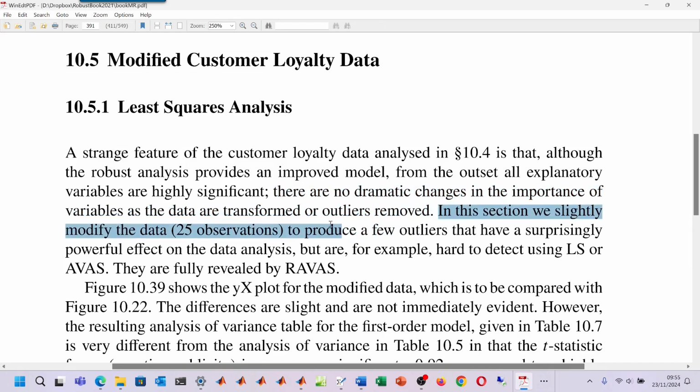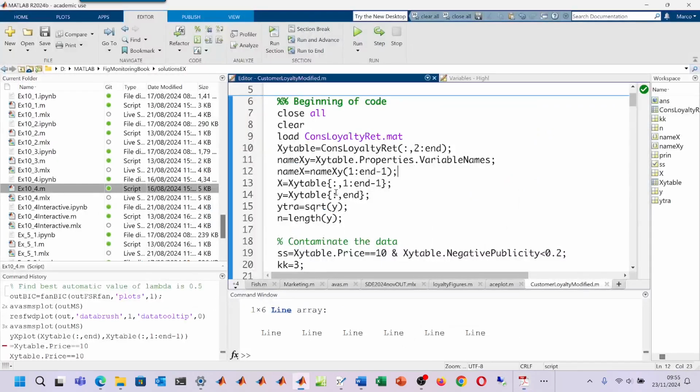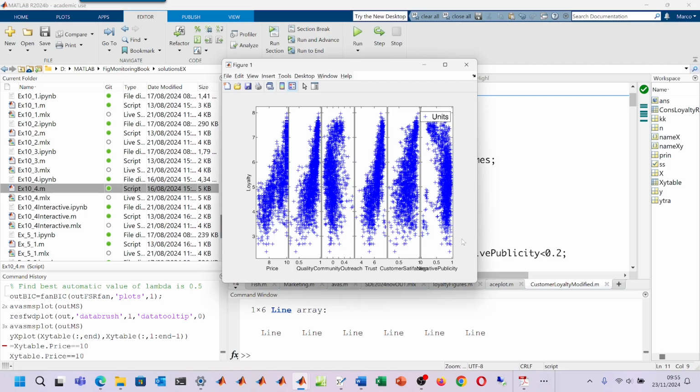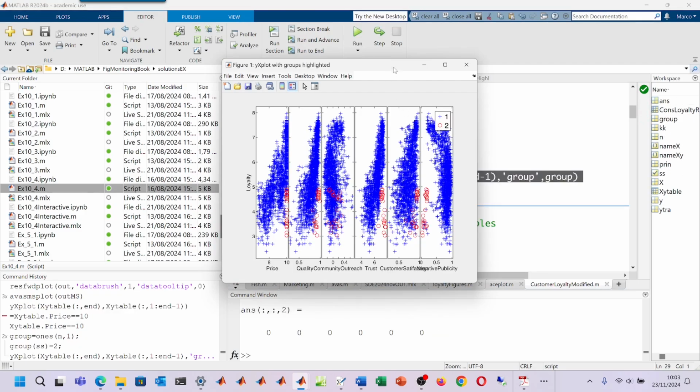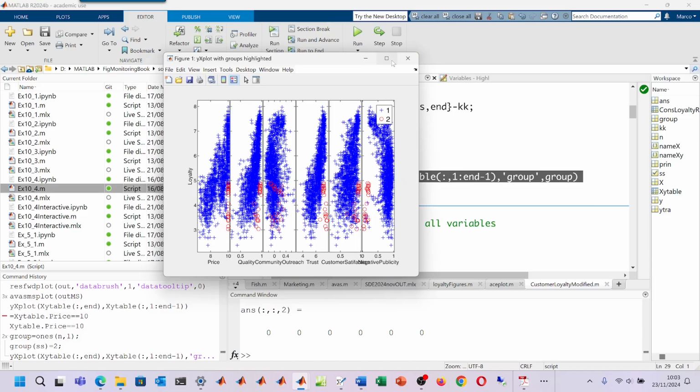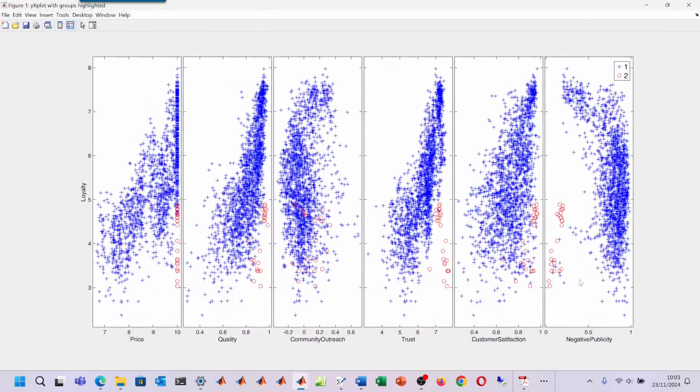Now we are going to contaminate those data and see if we can show some changes, the source of which can be revealed by our monitoring methods. We start loading the data, and now we show a y-x plot. So the data that have been contaminated are most clearly evident in the panel of loyalty against negative publicity.